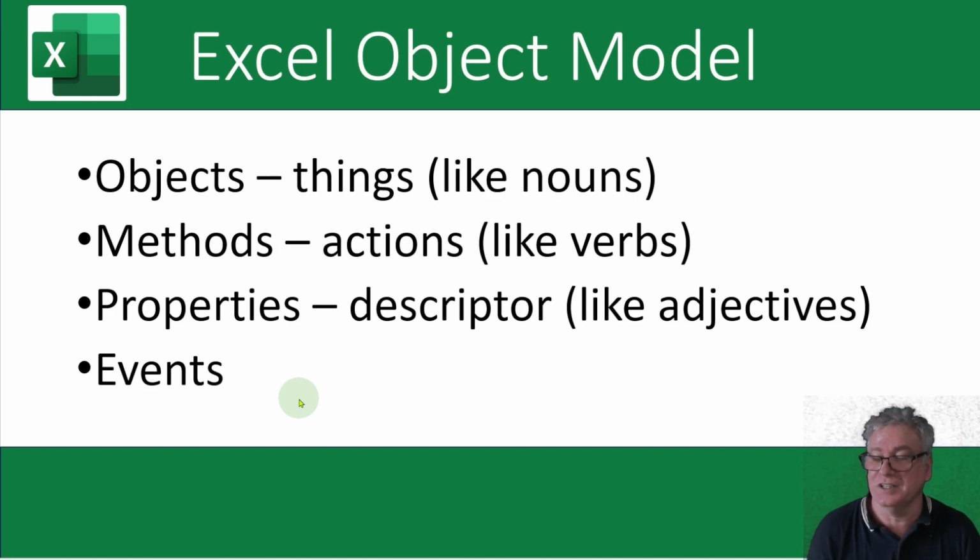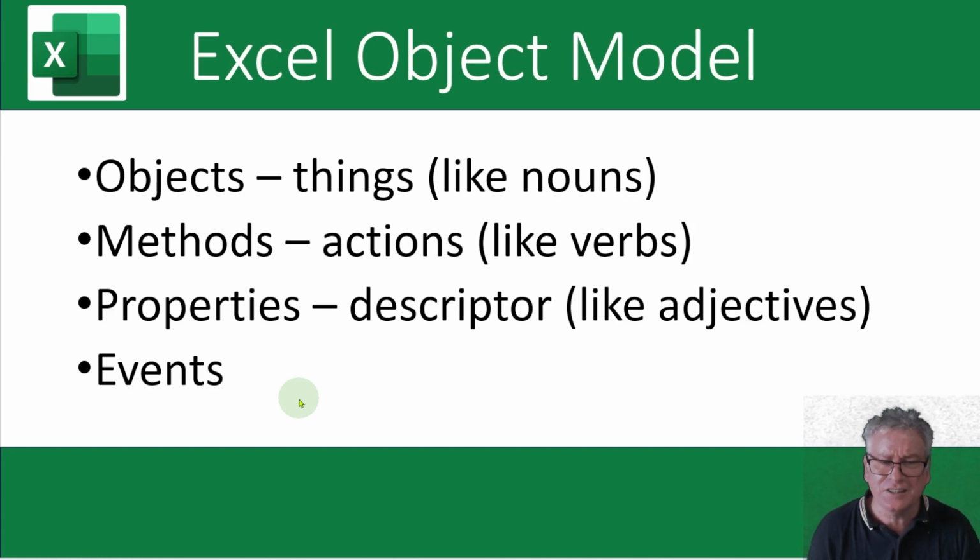A worksheet is an object. A cell is an object, although it's given the name of range, but a cell is an object, right? A window is an object. The ribbon is an object, all right? A pivot table is an object. A chart is an object. So Excel is full of objects.